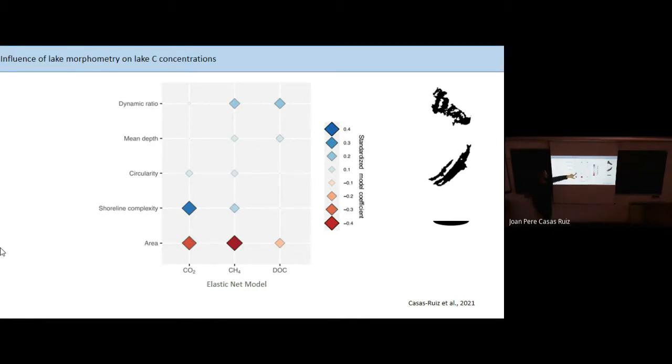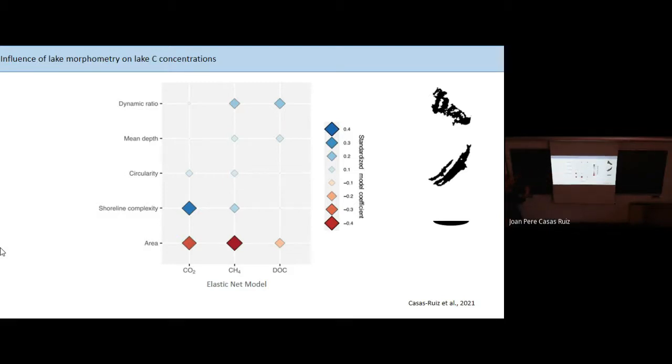For example, in the case of CO2, the shoreline complexity is positively related to the concentration. So lakes that are more fractal are more in contact with terrestrial ecosystems that inject CO2 into the lake. So there's a tendency to increase the CO2 if you have a more complex shoreline, right? A more fractal shape. For methane, for example, we found that it was linked to virtually every metric we tested.